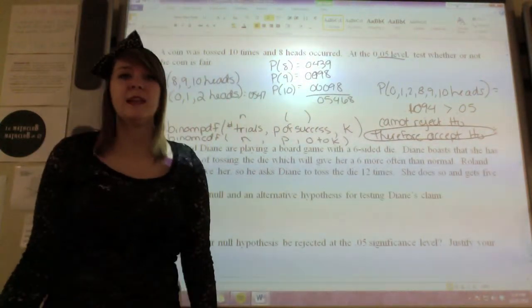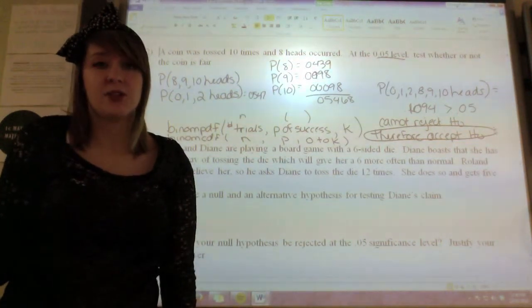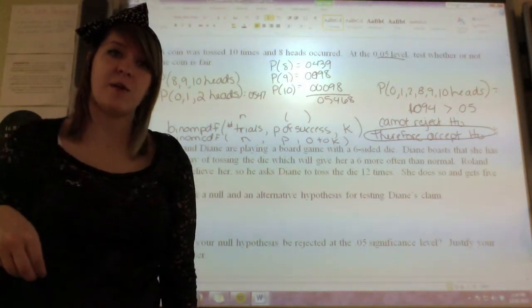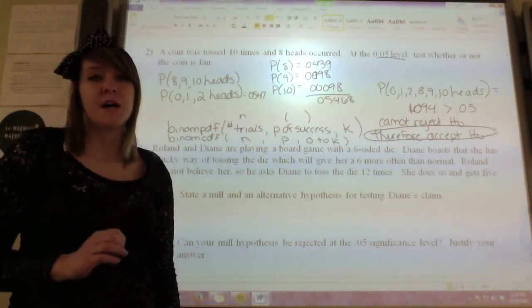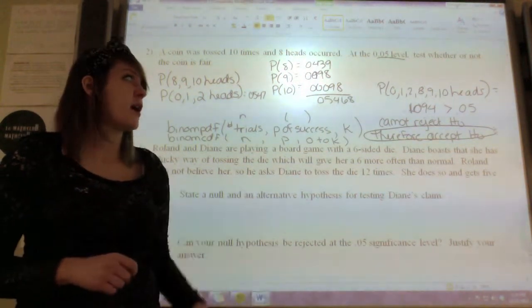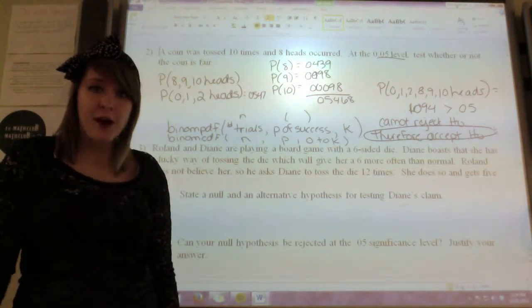If it was less, I would reject it and I would say, well, actually that's not true. I'm going to accept the alternative hypothesis stating that those are not equal to 0.5. But since it's bigger, I can't reject it, so I just have to say, you're right, it's 0.5.